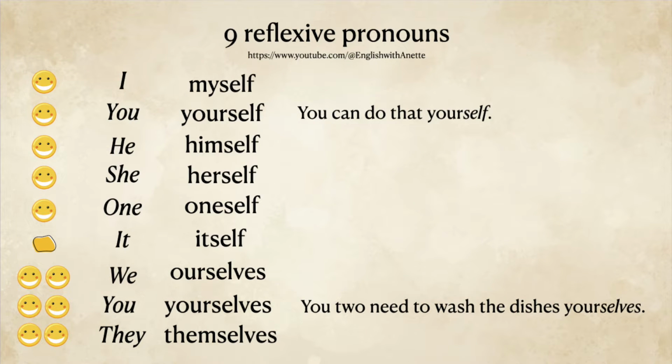I want to draw your attention to the difference between the singular you, meaning one person, and the plural you, meaning several people. As you can see from the examples here, you, singular form, meaning one person, you can do that yourself. Notice the spelling. If I'm addressing two people or more, I would say you two need to wash the dishes yourselves. Again, notice the spelling. Therein lies the difference.